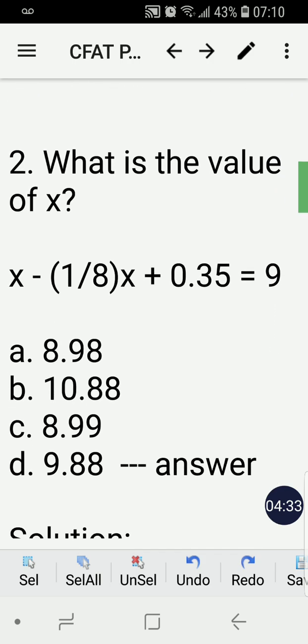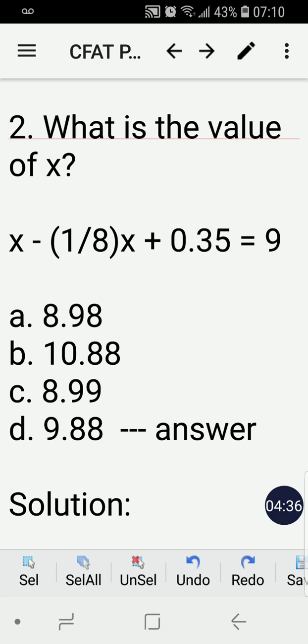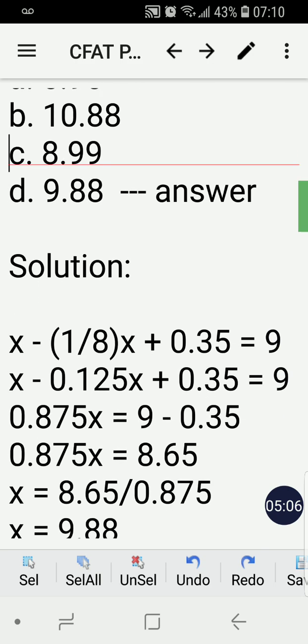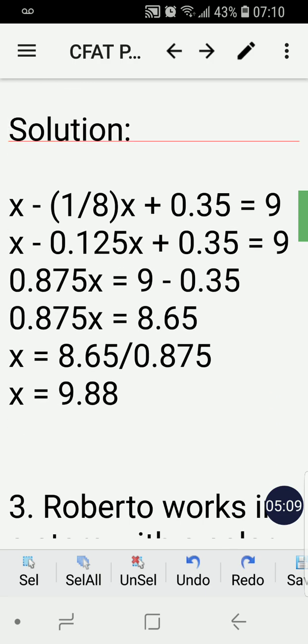Okay, question number 2, what is the value of x? This is a simple algebra, simple math to solve for x. x minus 1/8x plus 0.35 is equal to 9. The choices are below, and the correct answer is 9.88. I'll show you the detailed solution that I have made as simple as possible to allow you to understand clearly and quickly.